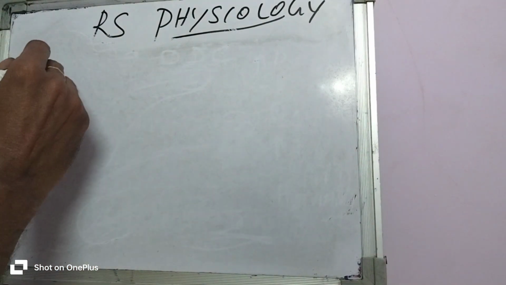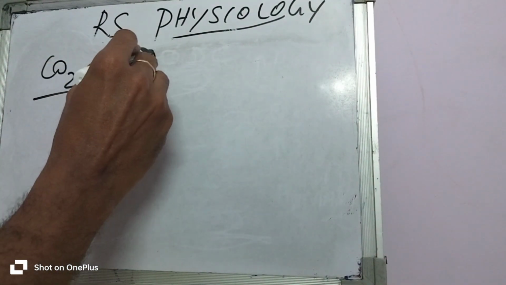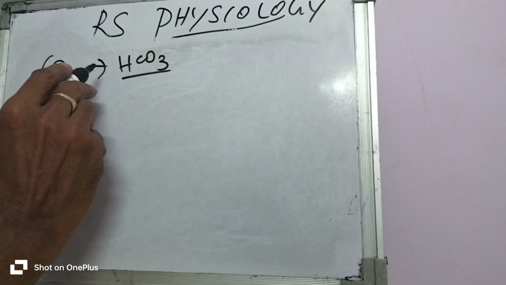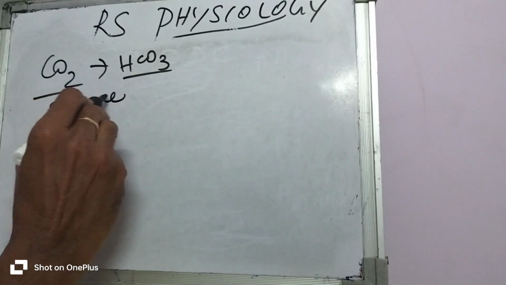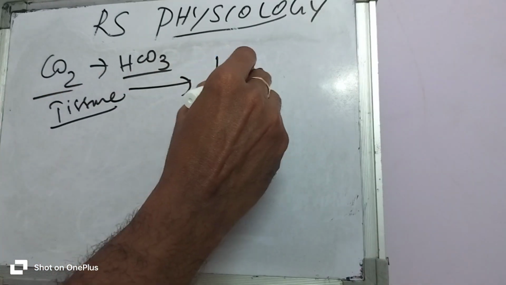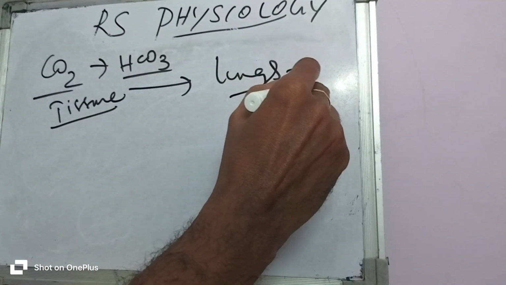Now the transport of carbon dioxide. Carbon dioxide, the major form of transport is bicarbonate. So it is taking place at two levels. From the tissues, the carbon dioxide has to be transported to the lungs, and it has to be exhaled. So this is the thing to happen.